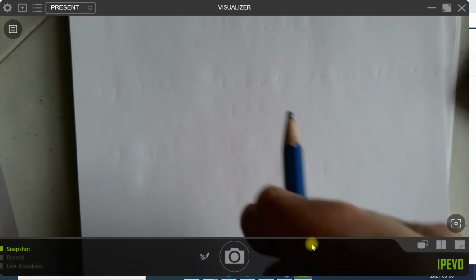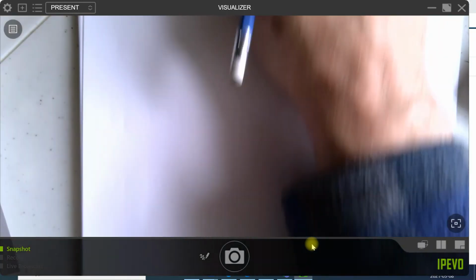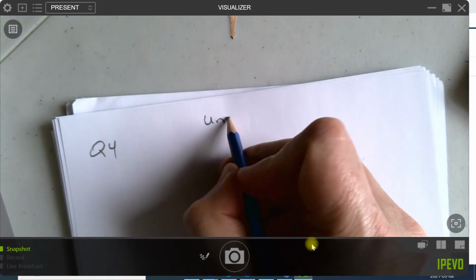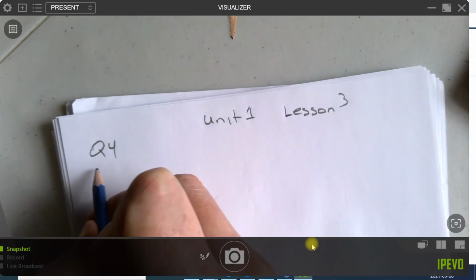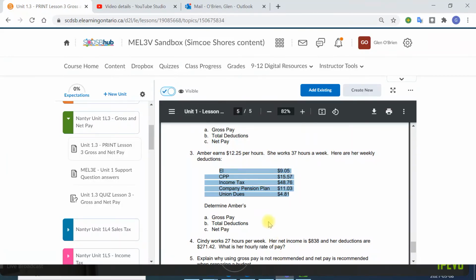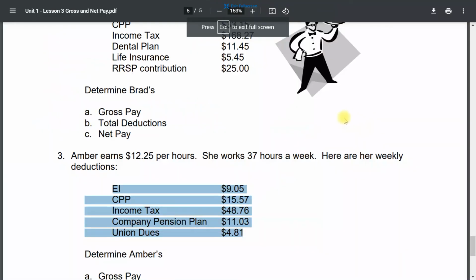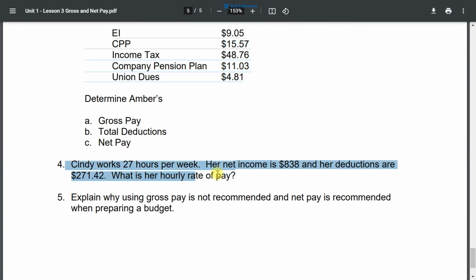So question number 4. Again, we're in Unit 1, Lesson 3. And let's take a look. What is question 4 all about? So question 4, I'll make this bigger, is Cindy works 27 hours per week. Her net income is $838, and her deductions are $270. What is her hourly rate of pay? So we have to find gross pay, right? We have to find gross pay.